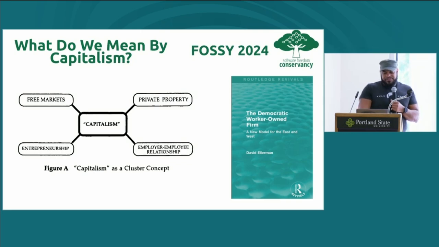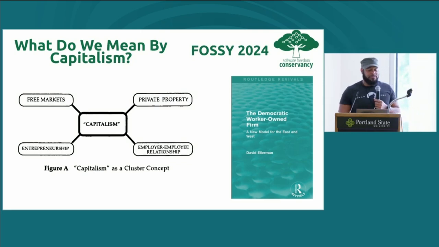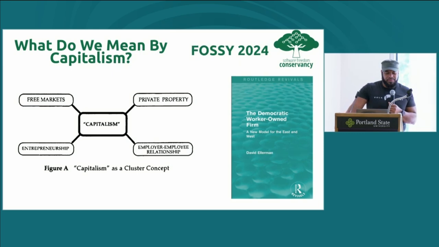Here we have a definition by David Ellerman. Free markets is part of it. Entrepreneurship is part of it. Private property is part of it. But then this one on the bottom right, this employer-employee relationship or employer-employee contract, that part there is where I think the debate begins and ends. Whatever you want to call those 3, private property, free markets, entrepreneurship, without this other relationship, if you want to call it socialism or you want to say it's still capitalism, it doesn't really matter.